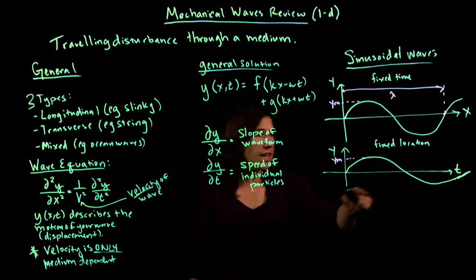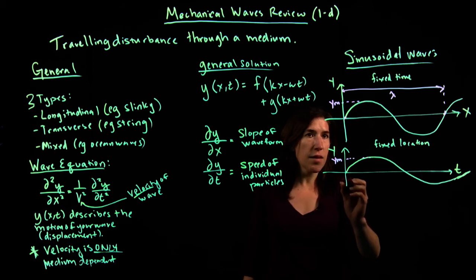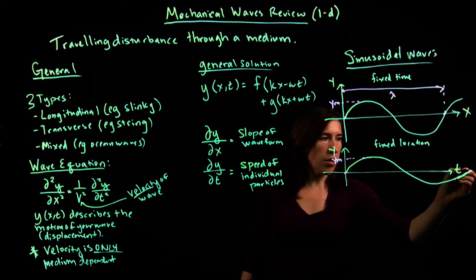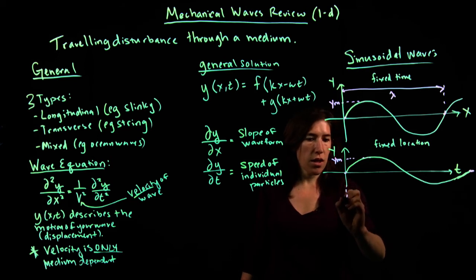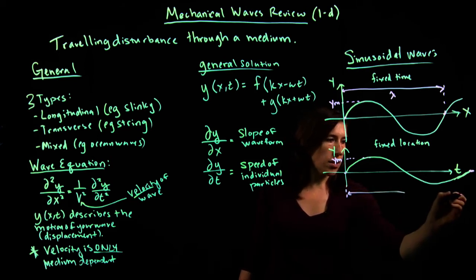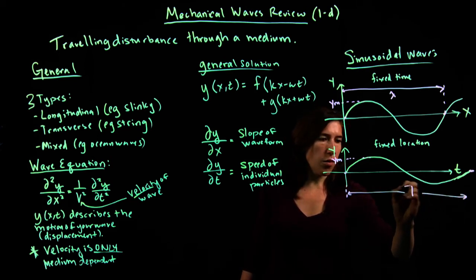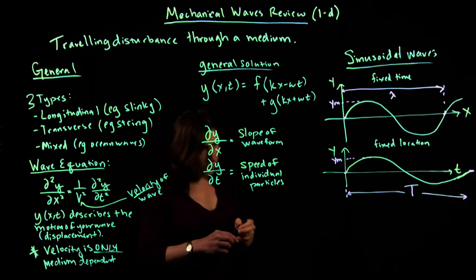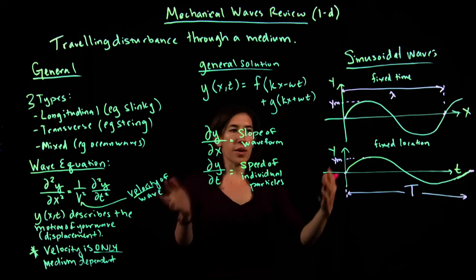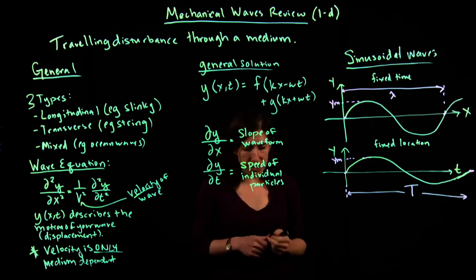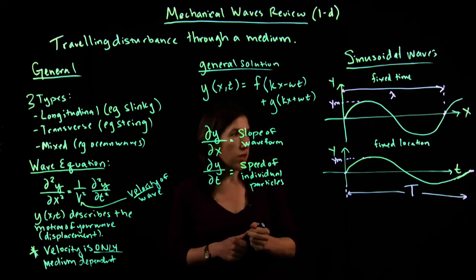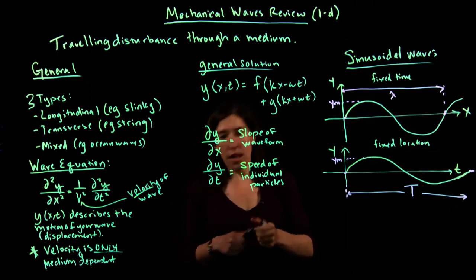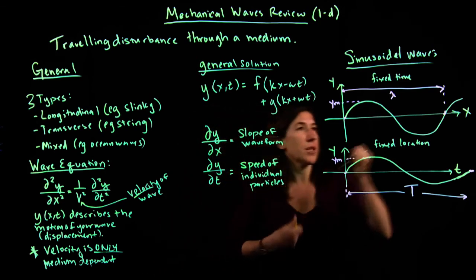In the fixed location, so this is a plot in time, you could read off from here all the way to here one period of your wave. And this is all information that you can gain by even just looking at a picture of what it looks like. So let's say, I haven't actually given you a mathematical expression.